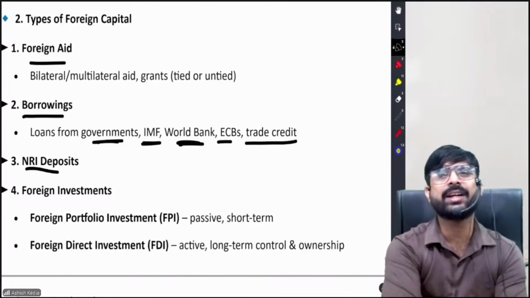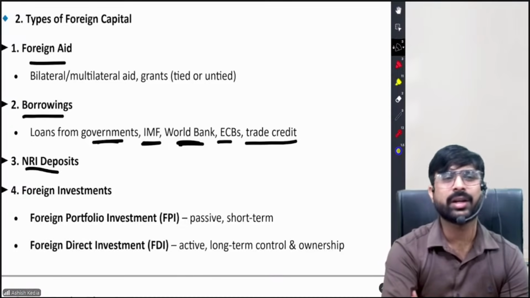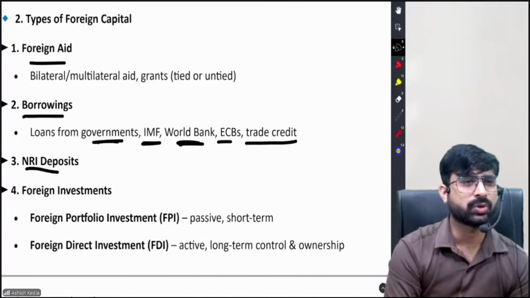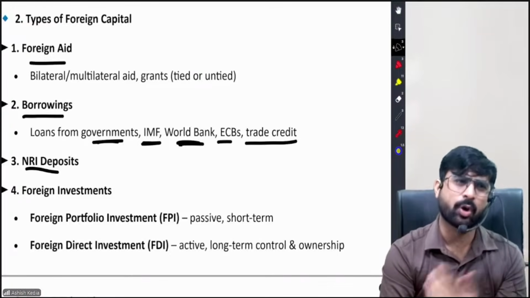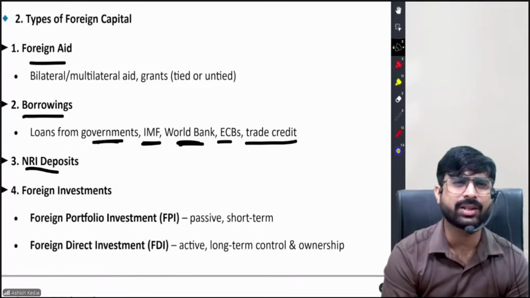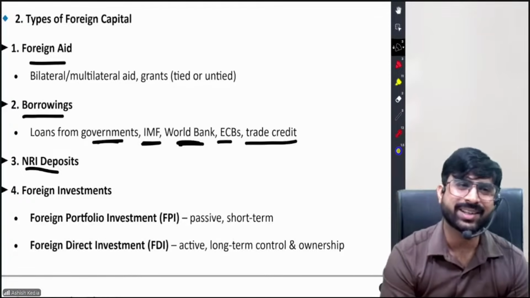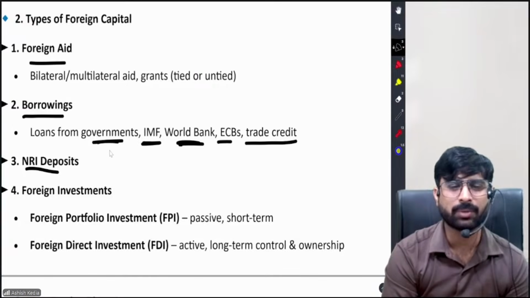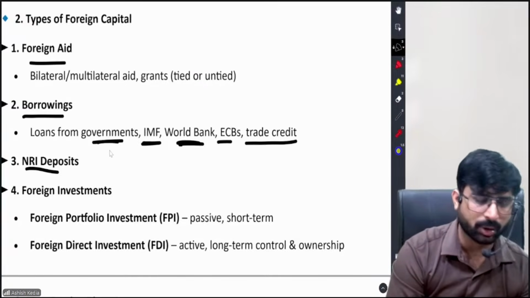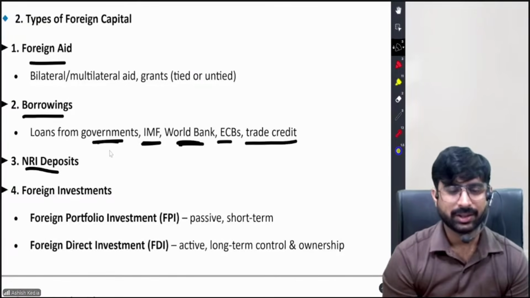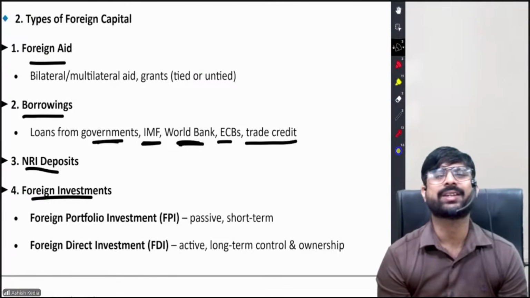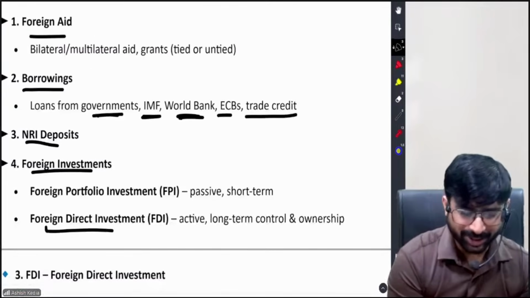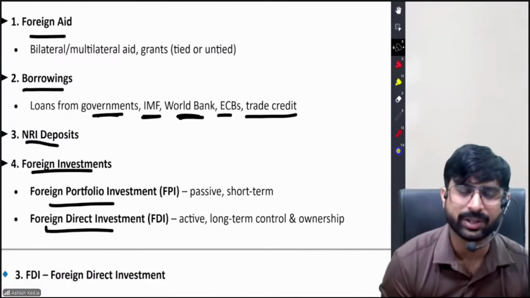Then we have NRI deposits. Class, what are NRI deposits? NRI deposits means an Indian person working abroad, who has got a job or maybe a business abroad, deposits some money in India, correct? That is NRI deposits. So I've spoken about foreign aid, borrowings, and NRI deposits. Then, class, your ultimate topic, foreign investments. The two terms are foreign direct investment and foreign portfolio investment.